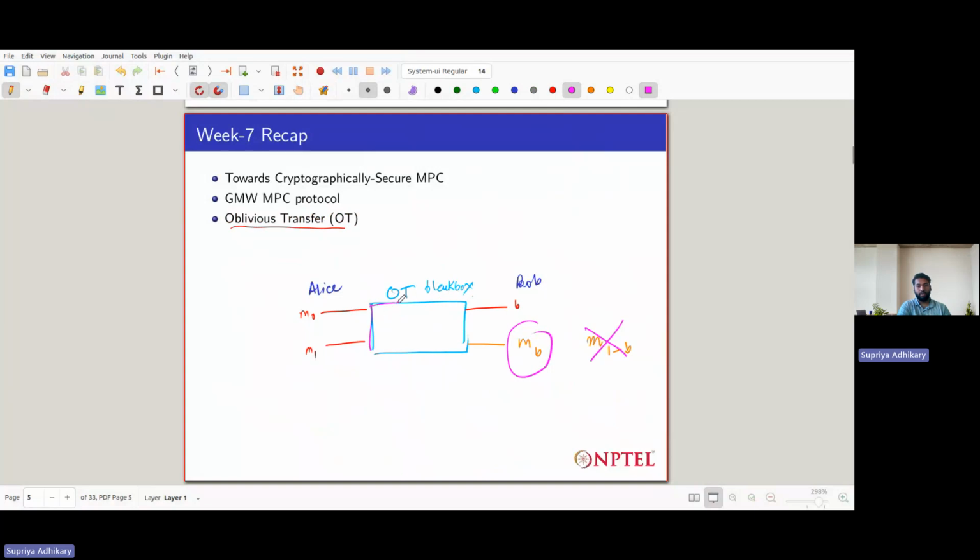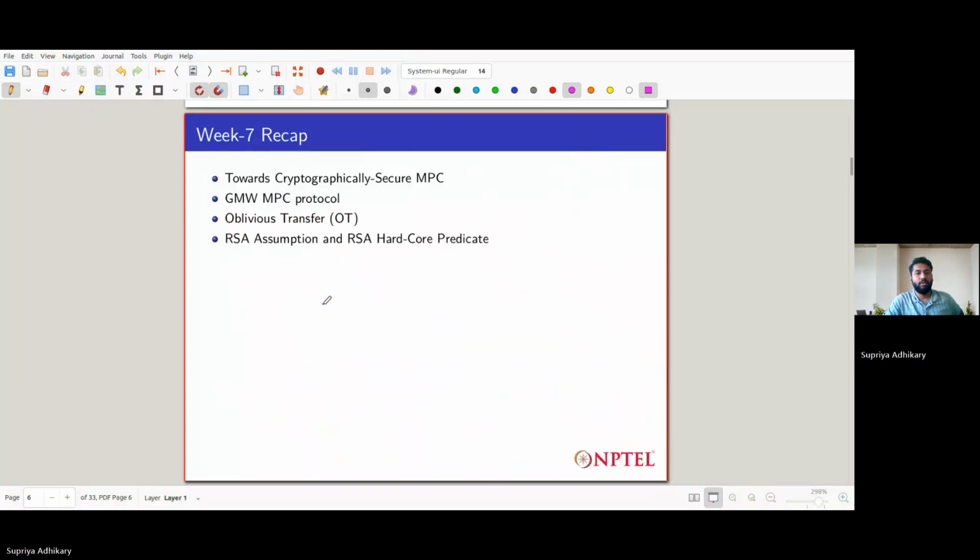But how do we achieve this OT black box? That means how can we actually achieve a scheme that does not reveal any information about M0 or M1 to Bob, or any information about B to Alice? That is our goal in this next lecture. In this lecture, we have seen what the RSA assumption was and what the RSA hardcore predicate was.